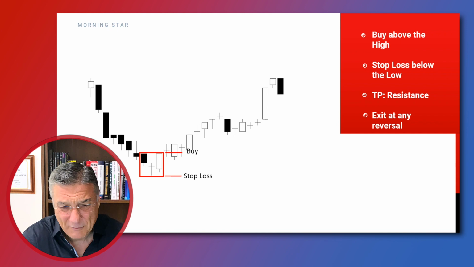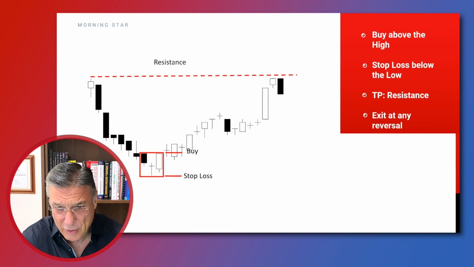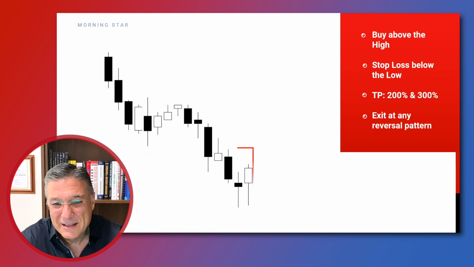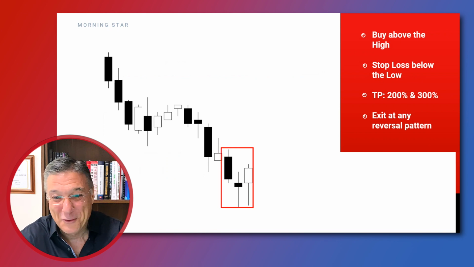The take profit strategy is pretty straightforward. We're going to take all our profit at the resistance, but in any case, when we encounter any reversal pattern in the opposite direction, we're going to close the whole position. Good, let's modify this and add some more parameters to our simple strategy, like we always do, of course.